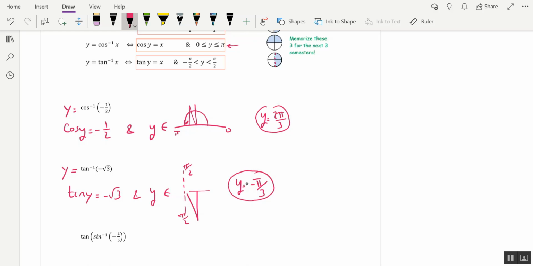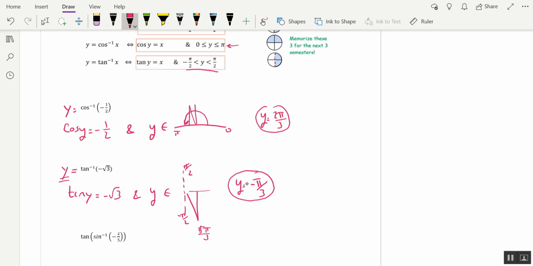You might say, well, why can't I use 5 pi over 3? Because 5 pi over 3 also lives here. And the tangent of 5 pi over 3 is negative root 3. That's all true, but y has to come from, by definition, the interval from negative pi over 2 to pi over 2. And that's why you have to use negative pi over 3.